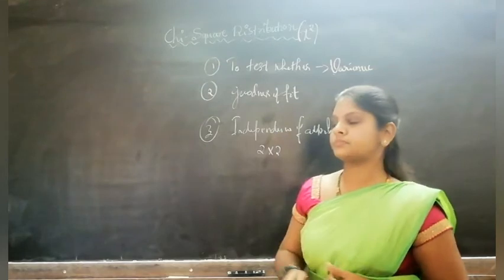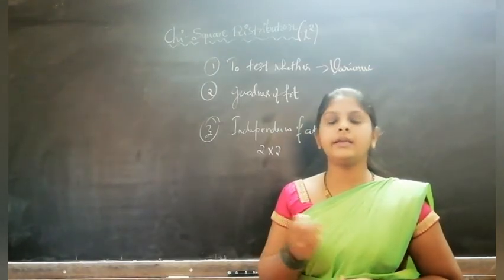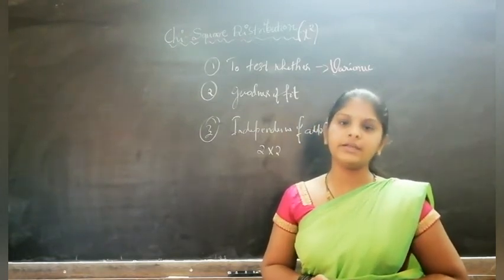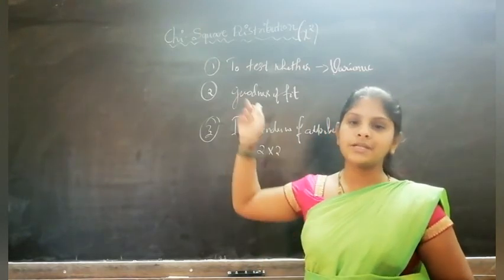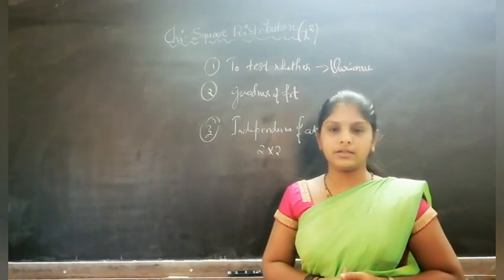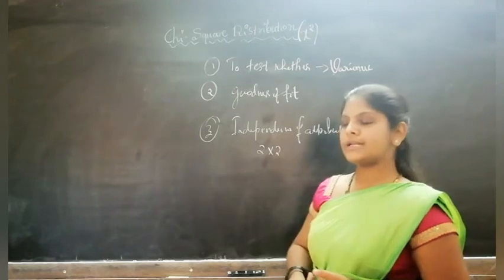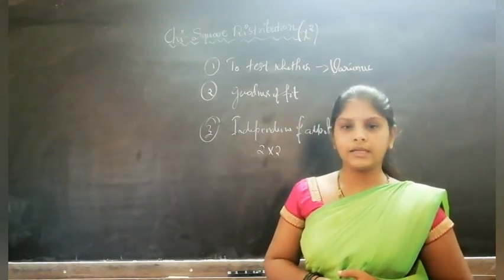The first one is to test whether the population has the given variance. Just as we use the normal or t test to find the mean, in the same way, if we want to test the population variance, then we should use this chi-square test. Then goodness of fit of a theoretical distribution to the observed frequency distribution. Then to test the independence of attributes in the 2 cross 2 contingency table.